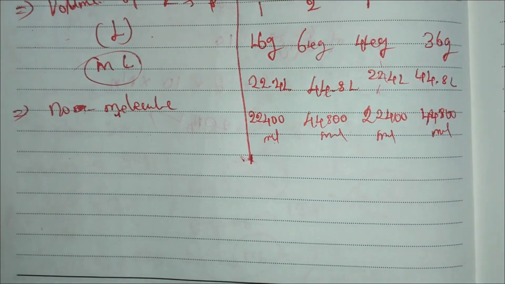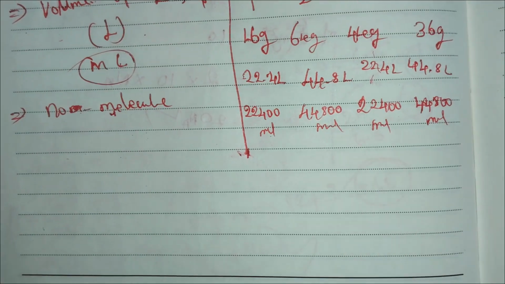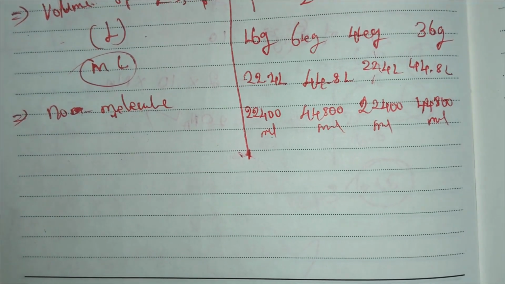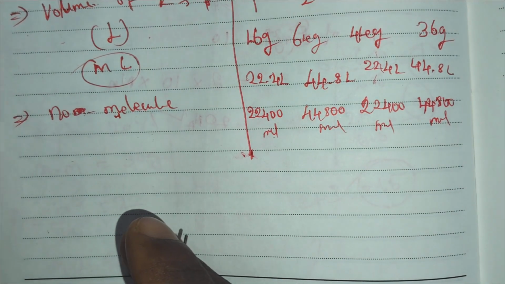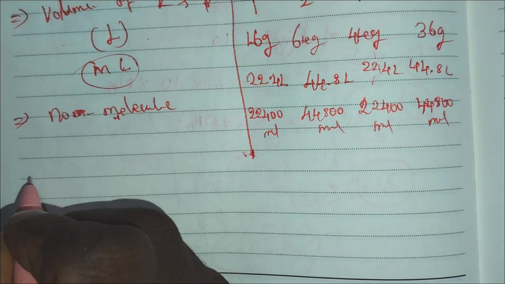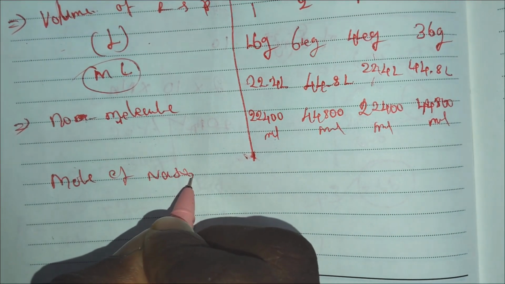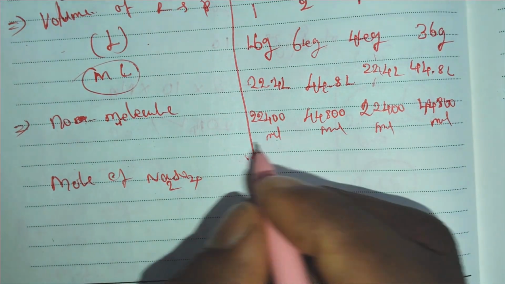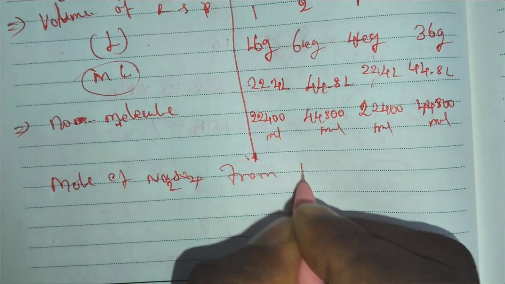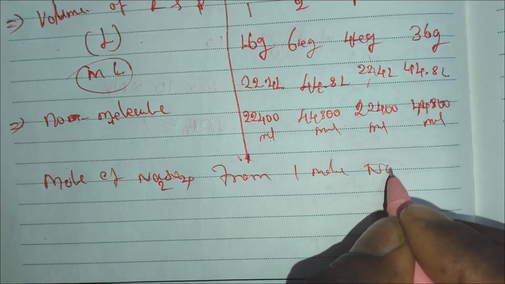Let's see a related problem now. For example, the number of moles of sodium sulfate produced from 1 mole of sodium hydroxide. Actually, the number of moles of sodium sulfate produced from 1 mole of sodium hydroxide.